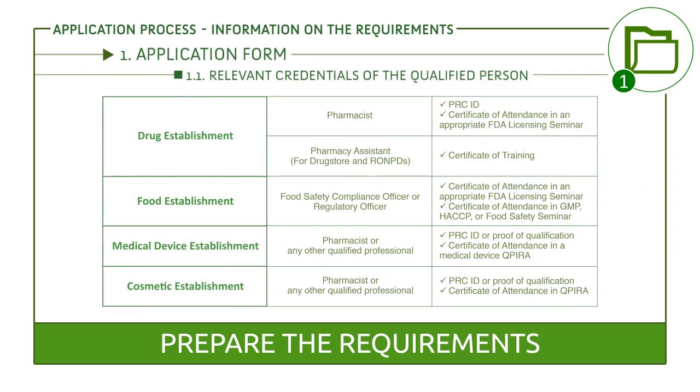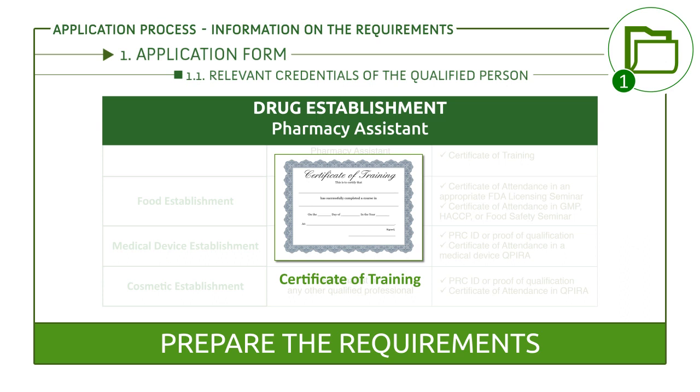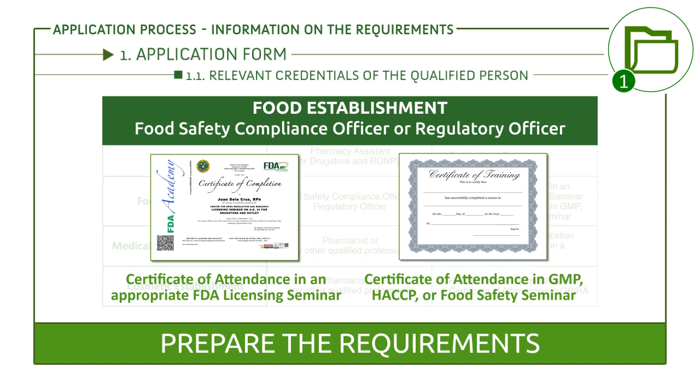Relevant credentials of the qualified person: for drug establishment, pharmacist, PRC ID, and certificate of attendance in an appropriate FDA licensing seminar. For drug establishment, pharmacy assistant, certificate of training. For food establishment, food safety compliance officer or regulatory officer, certificate of attendance in an appropriate FDA licensing seminar, and certificate of attendance in GMP, HACCP, or food safety seminar.